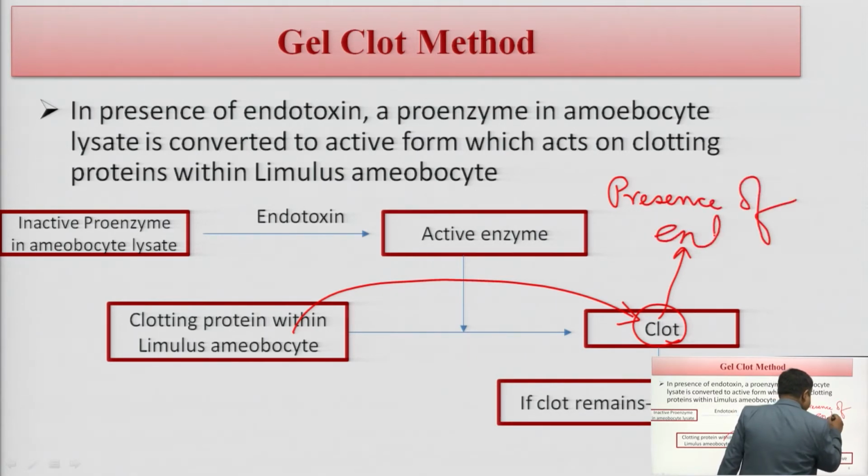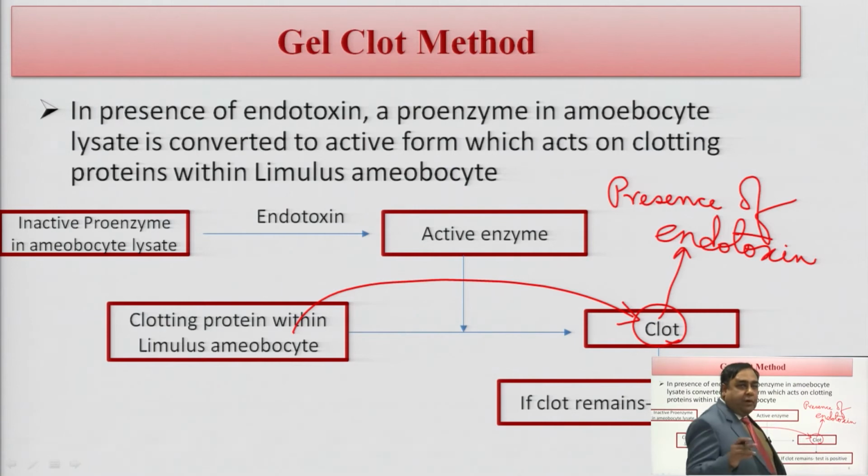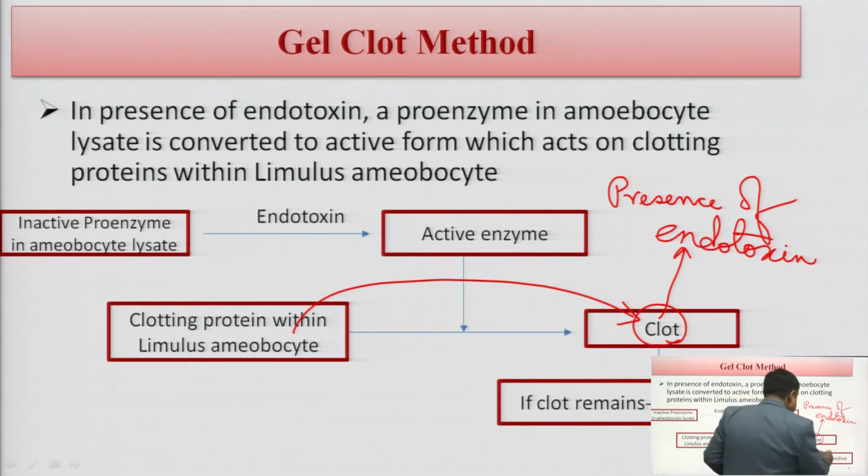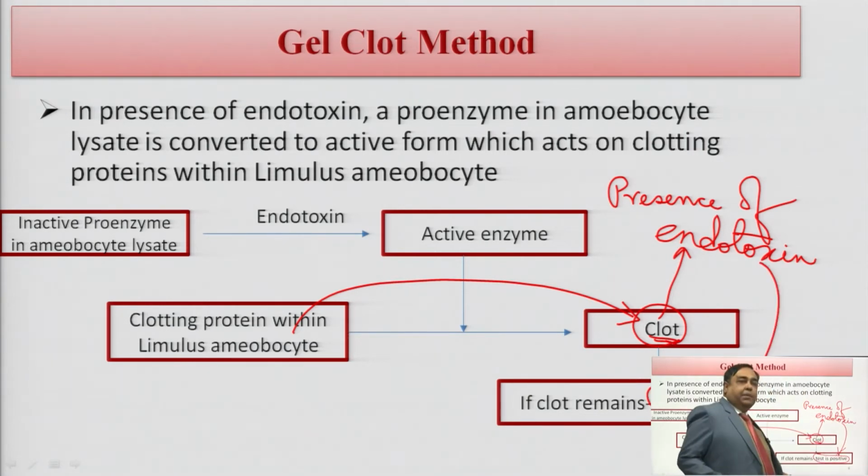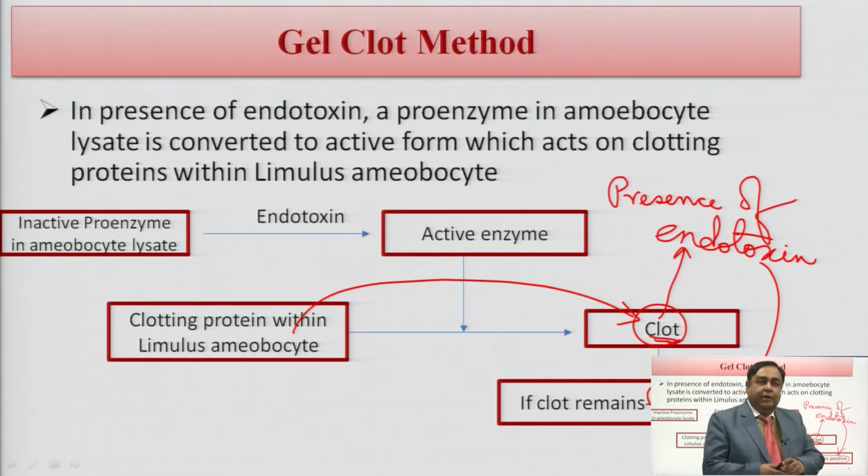We will be concluding that there is a presence of endotoxin. That is, the presence of endotoxin is determined by noting whether clots are present. When the clots are present, the test is positive, it indicates that there is a presence of endotoxin in the final pharmaceutical preparations. Next, we are moving on to the next method.